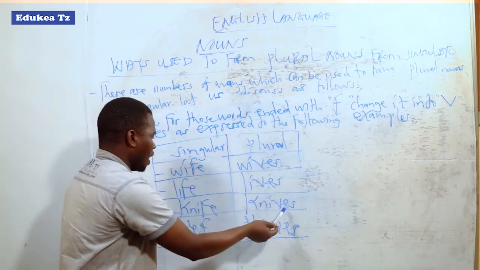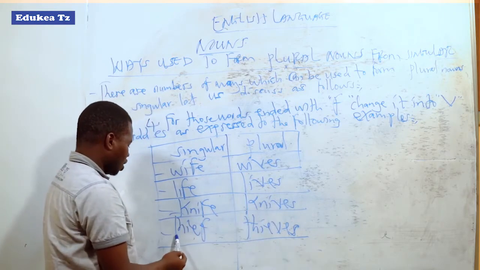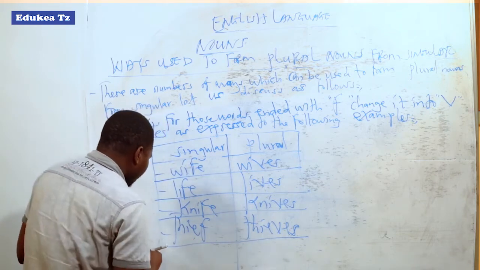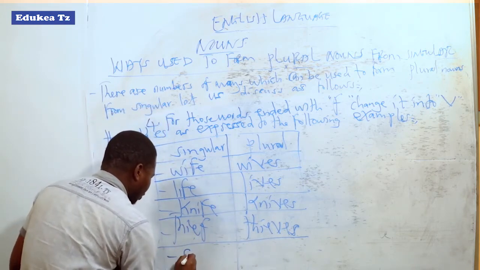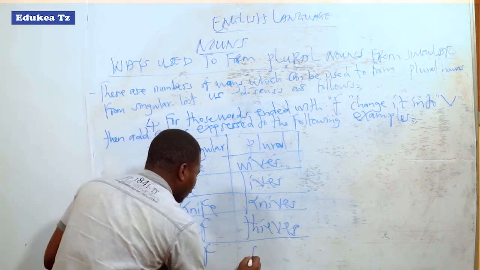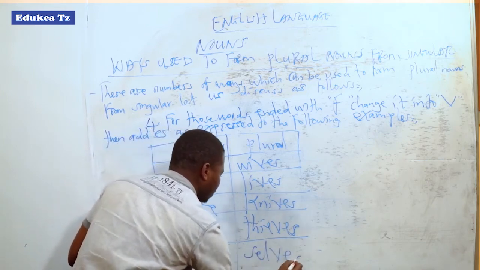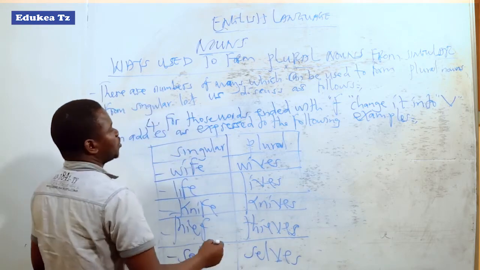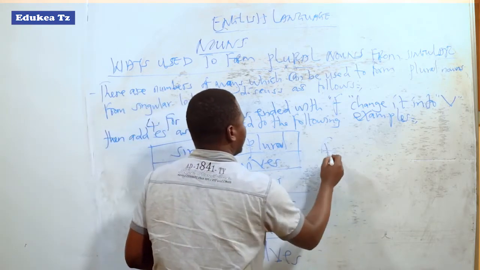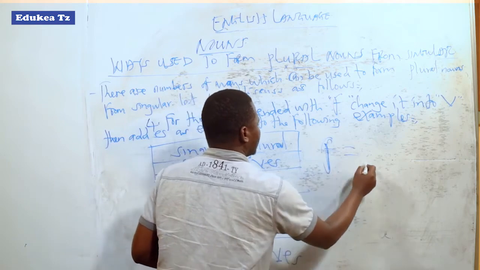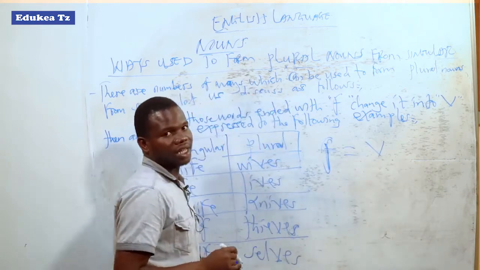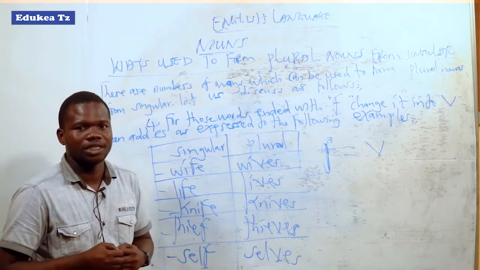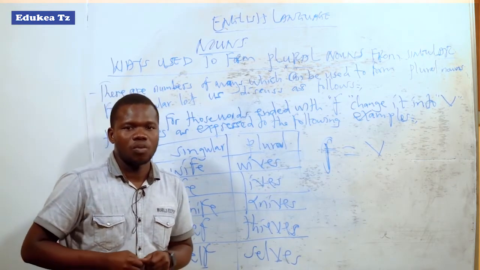Knife, knives. Thief, thieves. Self, another additional example, we get selves. So f becomes v. So that is to say, the f sound is equal to the v sound for the plural formation. Let us proceed with the other method.